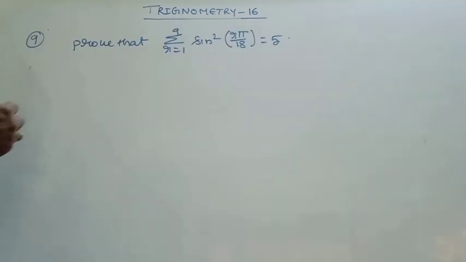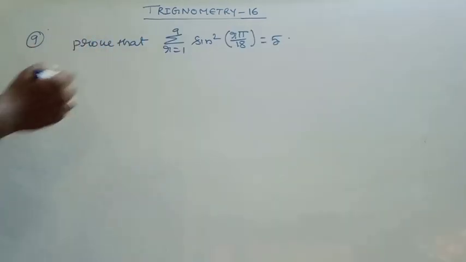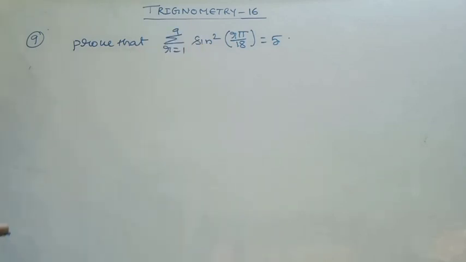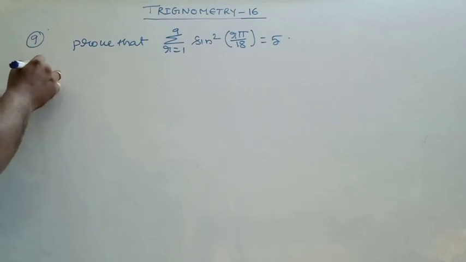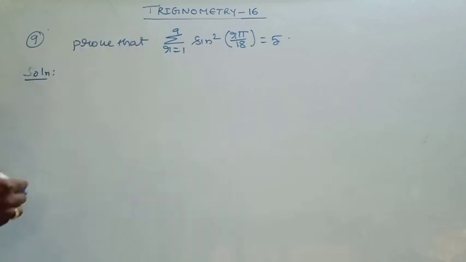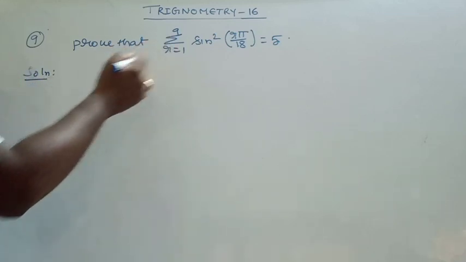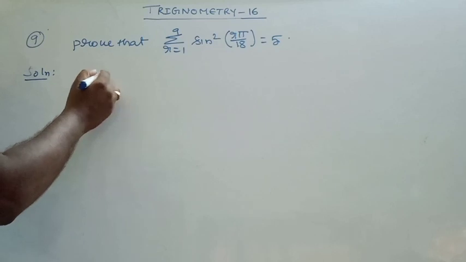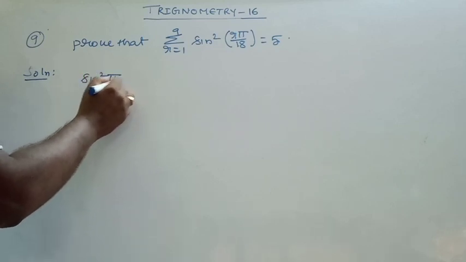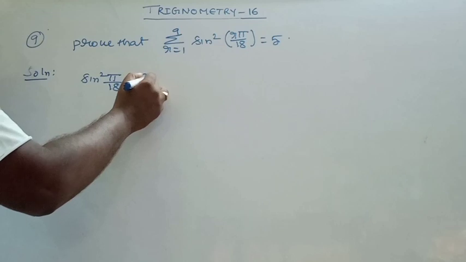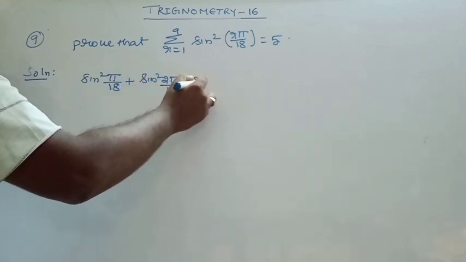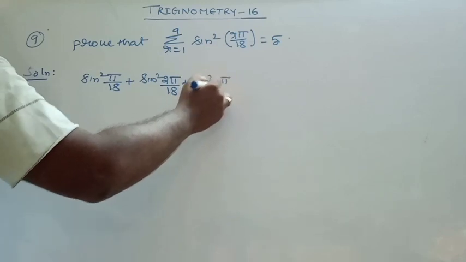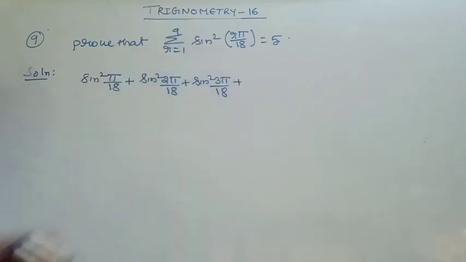Next we have the ninth problem in the same way. Prove that sigma r equal to 1 to 9 of sine square r pi by 18 is equal to 5. This is what we have to do. This is what they have given in sigma notation. Let us write it in its full form. Now r equal to 1: this becomes sine square pi by 18. Plus when r equal to 2, this becomes sine square 2 pi by 18. And r equal to 3, sine square 3 pi by 18, up to 9, we are having here up to 9.